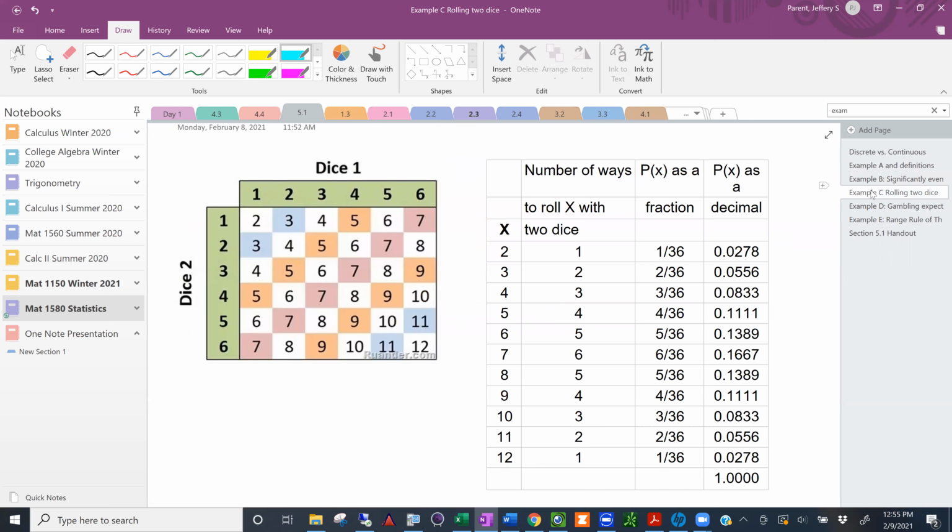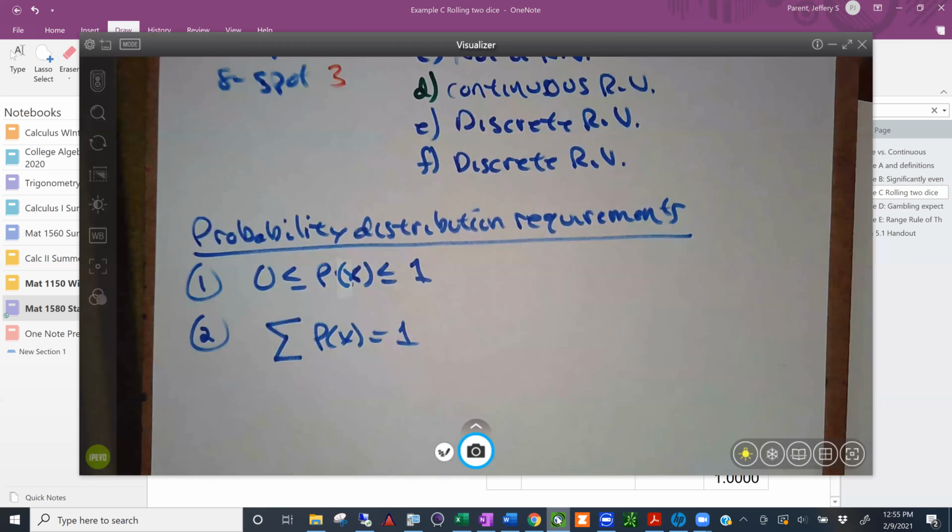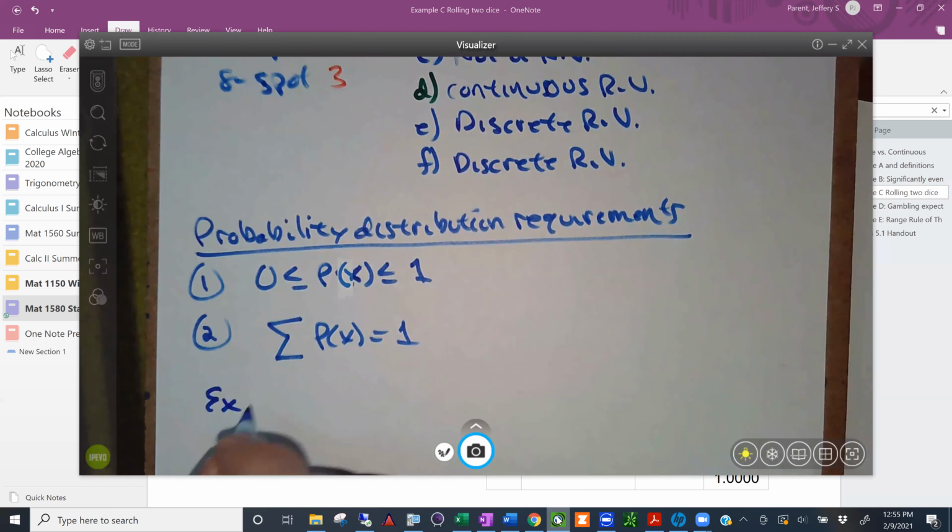Let's move to example C, rolling a couple dice. I like this graphic. We've used it before for rolling a couple dice. And again, it gives us a chance to do a little bit of a quickie review here. So this is example C.